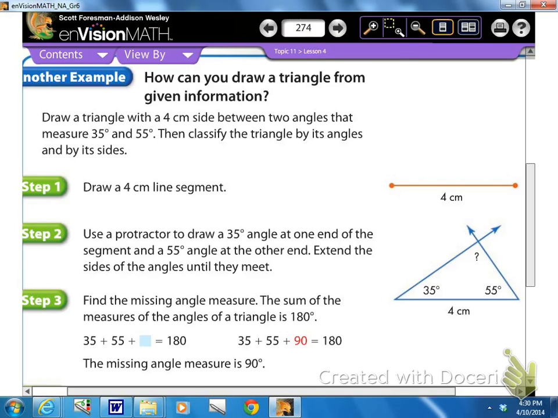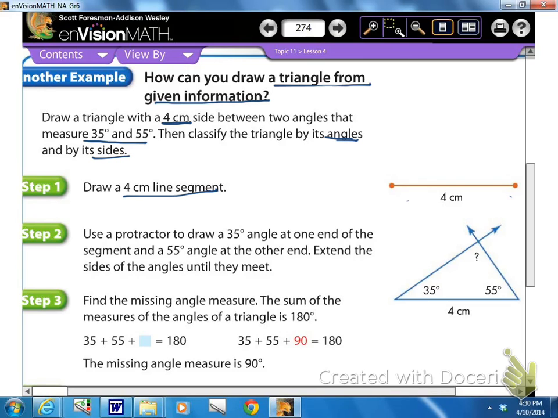Alright, looking back on page 274, they show you how to draw a triangle from given information, and we will practice this in class. We have already drawn angles, which should help you draw the triangle. So here it says draw a triangle with a 4 centimeter side, so use your centimeter side of the ruler, between two angles that measure 35 degrees and 55 degrees, and then classify the triangle by its angles and sides. So the first step would be to draw your 4 centimeter line segment, which they show here, and put the little points at the end.